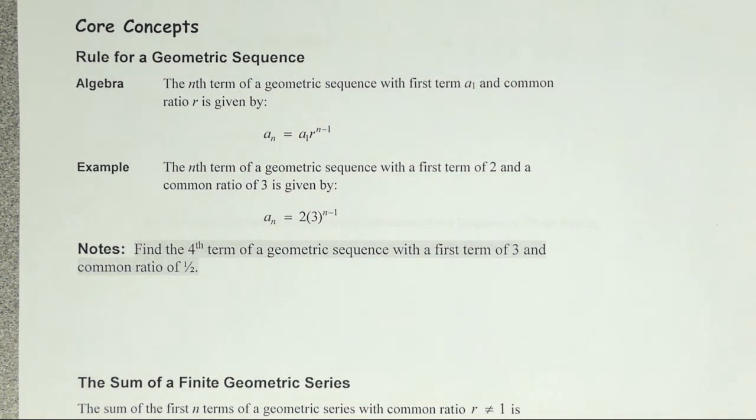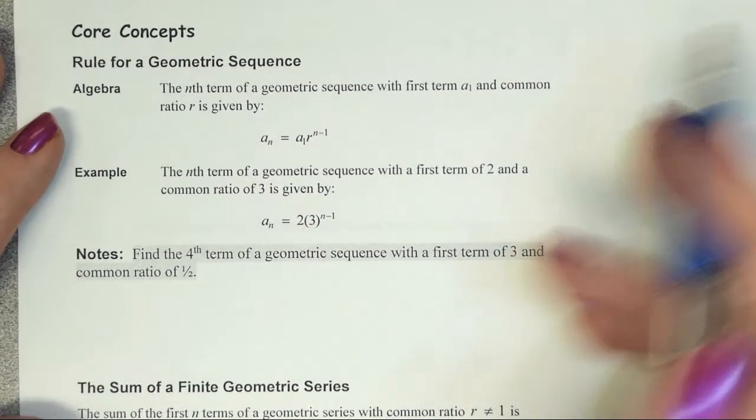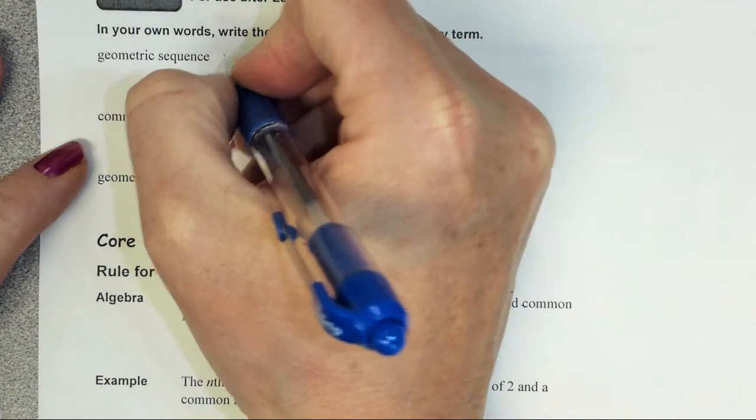Right, so today we are looking at section 8.3. This is going to be geometric sequences and finding the sum of a finite geometric series. So looking at what a geometric sequence is, here's what a geometric sequence would look like.